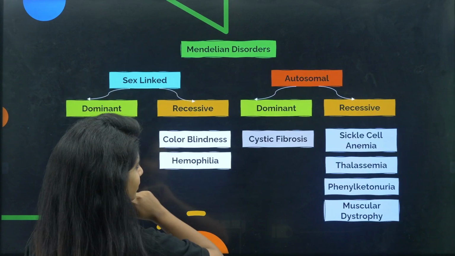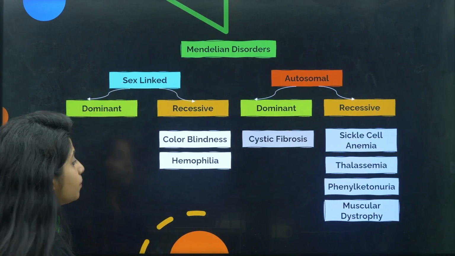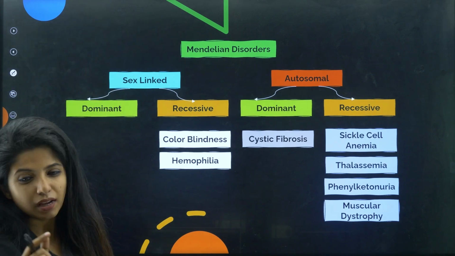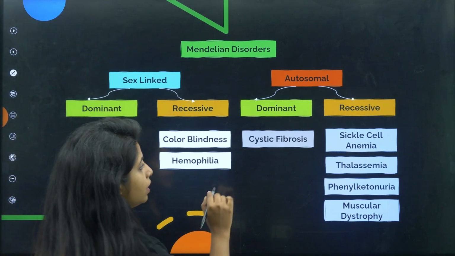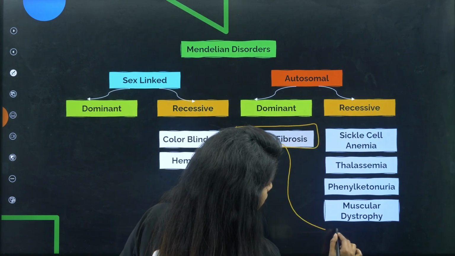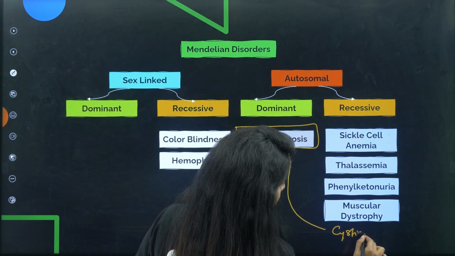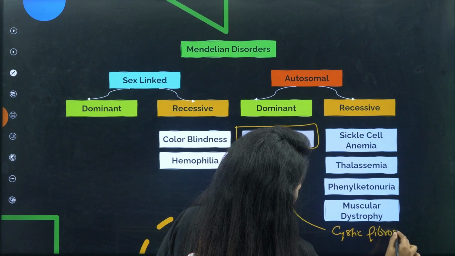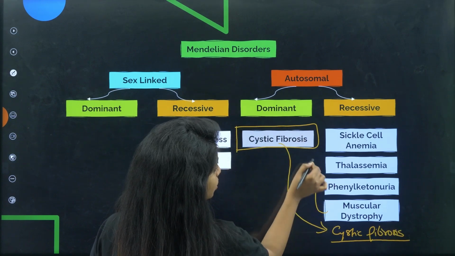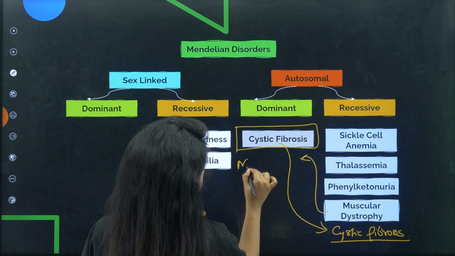Now, what did we cover in the previous session? We spoke about Mendelian and chromosomal disorders, and this is the thing that I want to change over here. Cystic fibrosis that you see is not autosomal dominant, it comes over here. Cystic fibrosis is basically a recessive disease, whereas when you talk about muscular dystrophy, it comes over here.